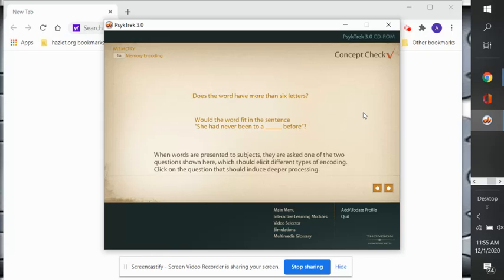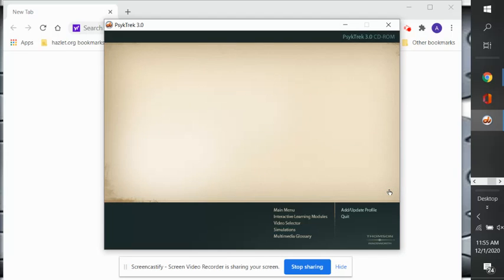And then I'm going to show you the one that induces the deeper processing. Again, does the word have more than 6 letters? Does the word rhyme with cat? Deeper processing.